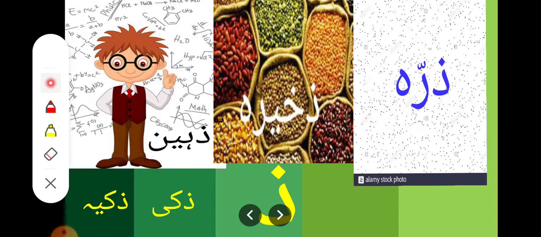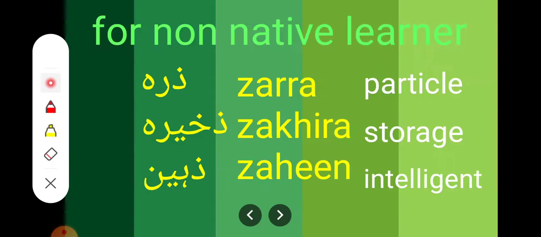This is the letter of Urdu حروف تہجی. Its name is zaal and its sound is z. The words that begin with z are: z zarra, z zakhira, z zaheen, z zaki, a boy's name, z zakiya, a girl's name. Let's come to the next.